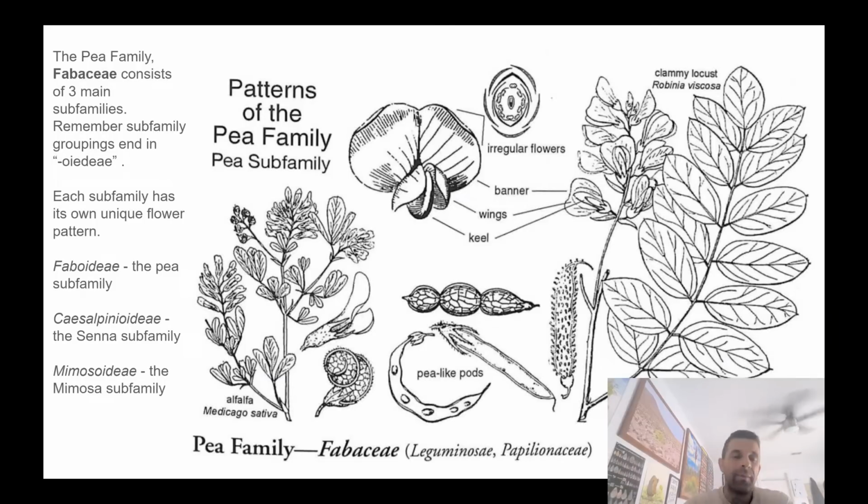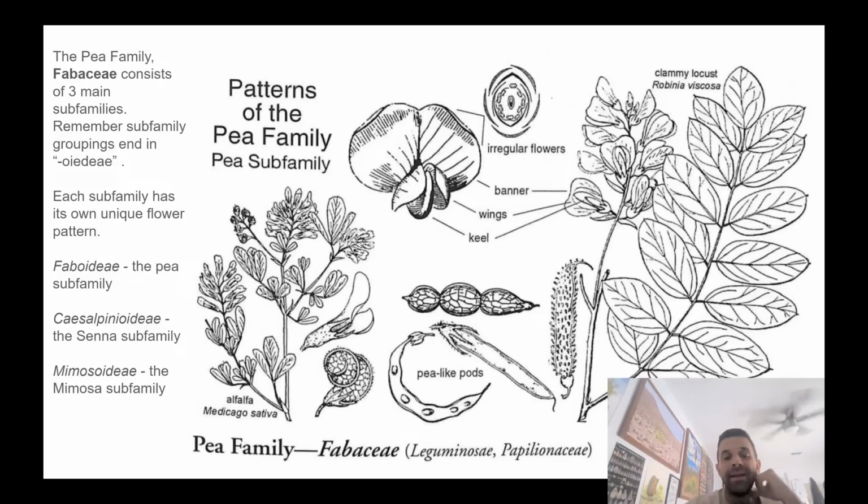Okay, the pea family, Fabaceae, is huge. It's actually divided up into 3 main subfamilies. Remember, subfamily groupings end in -oideae. Forget that third e, that's a typo. Anyway, -oide. If you see -oide, you know it's a subfamily: Apostasioideae, Asclepiodoideae, Faboideae. And families end in -aceae, like the pea family, Fabaceae.